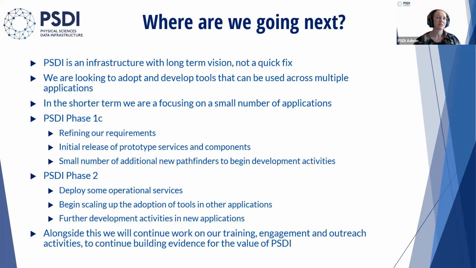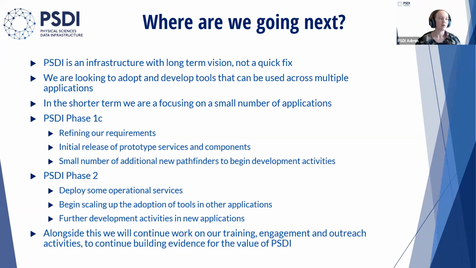So in phase 1C, we're going to actually begin to release the prototype services and components that are currently under development in our Pathfinders. And we're hoping to be able to bring on board a small number of additional Pathfinders that then will begin their own development activities, again, helping us to refine the requirements for the platform and continue development alongside of that. We want strong engagement with the researchers in these communities throughout this entire building phase, and we find that this is really enabled through these Pathfinder activities.